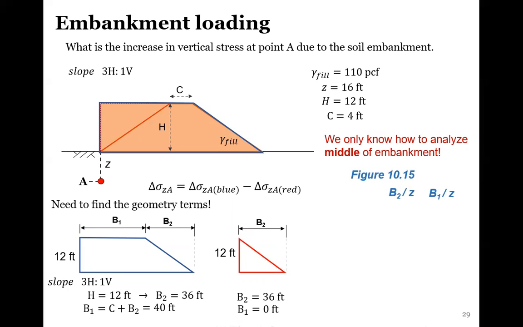The important part with these problems is just finding the correct geometry terms. The B1 is always going to be the flat side. The B2 is going to be the embanked side. So if you have a triangle, then it's only B2. There's no B1. B1 is equal to 0. There's a figure then that has the nomograph there. You find all this information for the blue triangle, the blue trapezoid, and the red triangle.